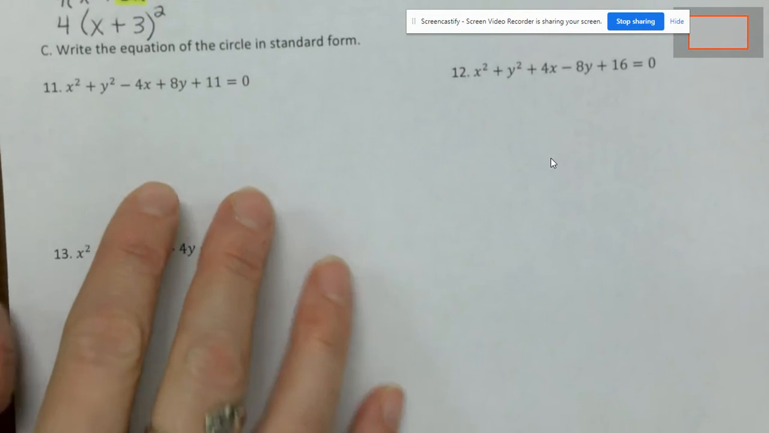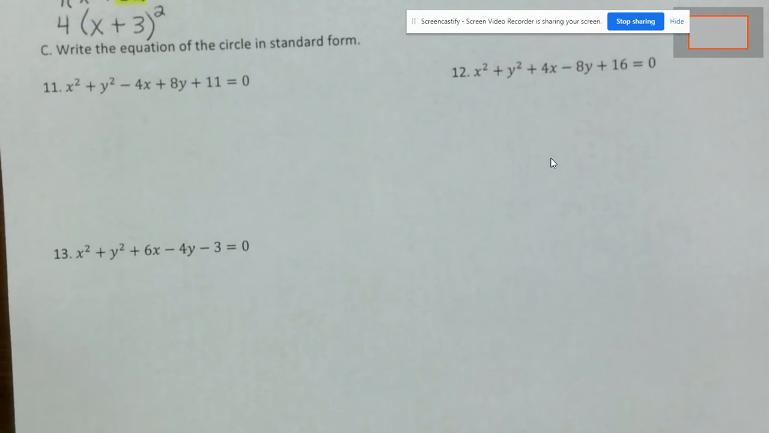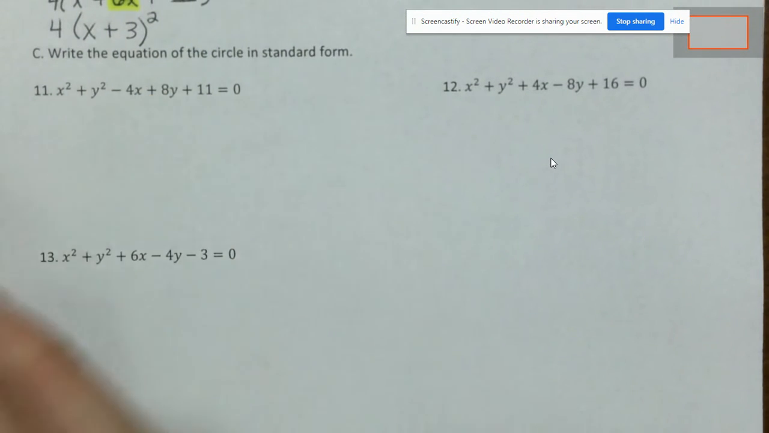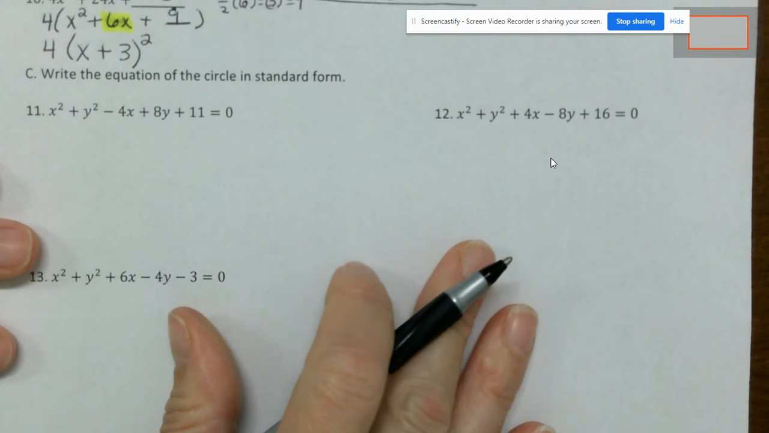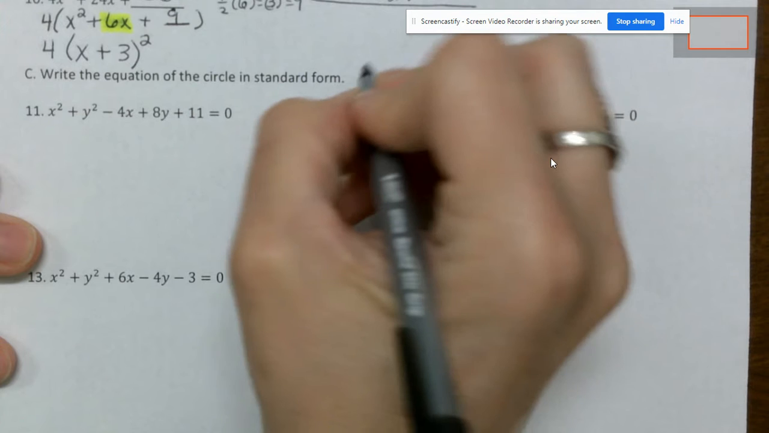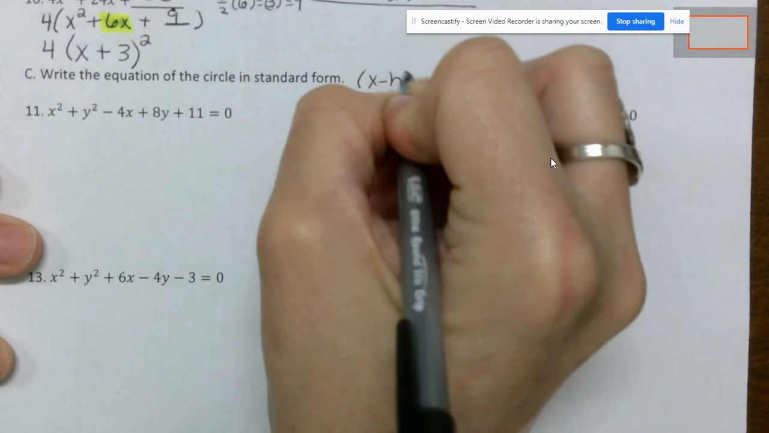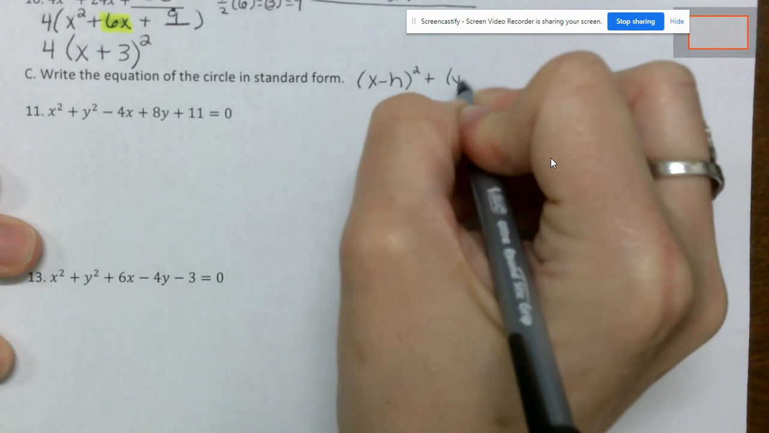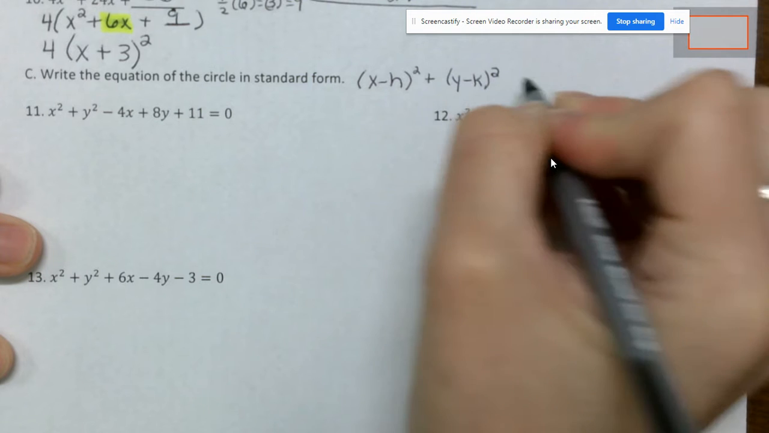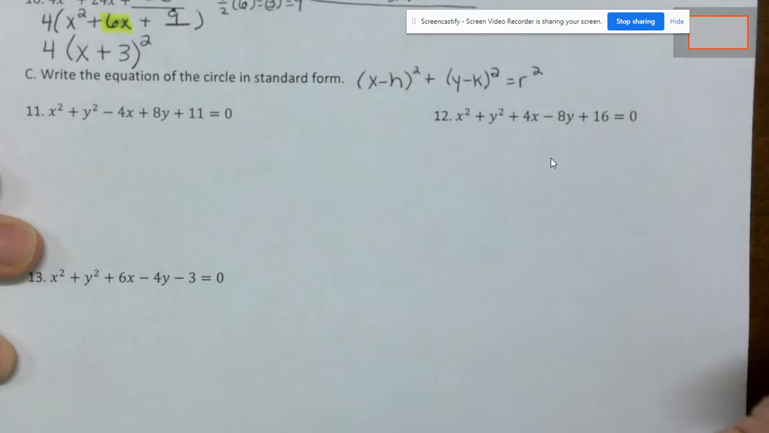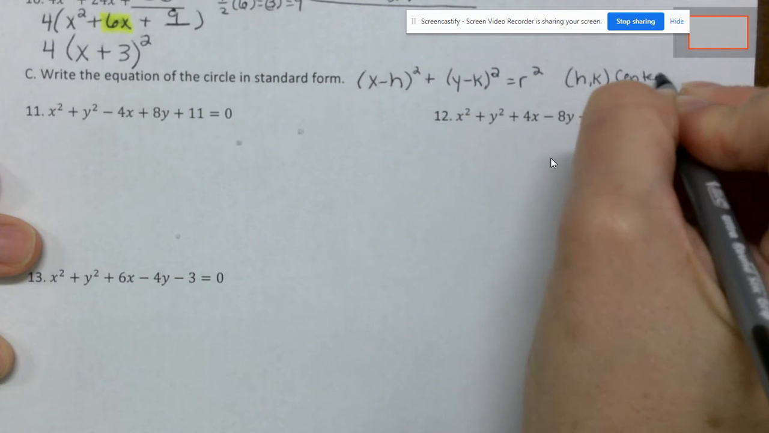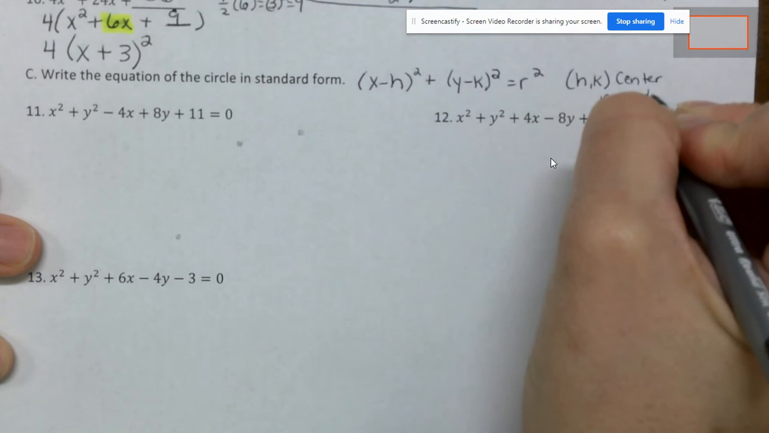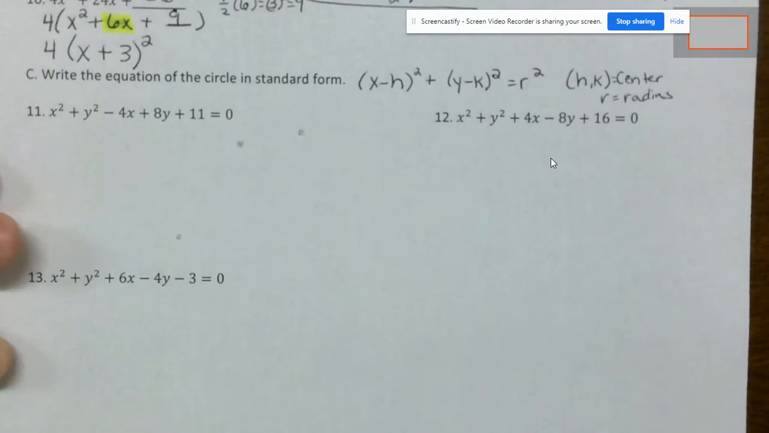Okay, we set up all of the completing the square in order to be able to do this here. Write the equation of the circle in standard form. Now let me remind you what standard form is. It is (x minus h) squared plus (y minus k) squared equals r squared, where (h, k) is your center, remember, and r is your radius. So that's just a reminder of what our goal is.